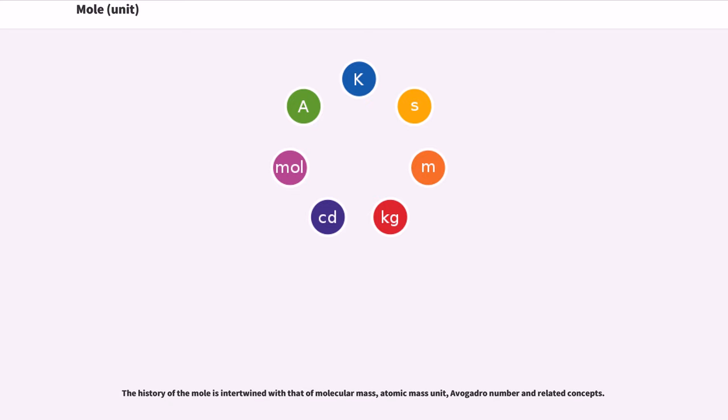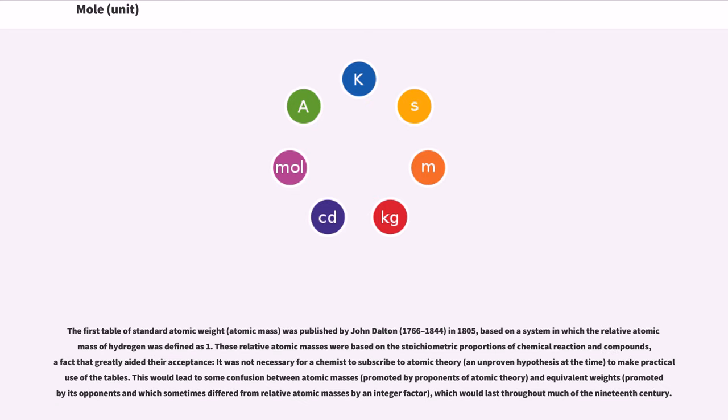The history of the mole is intertwined with that of molecular mass, atomic mass unit, Avogadro number and related concepts. The first table of standard atomic weight, atomic mass, was published by John Dalton, 1766-1844, in 1805, based on a system in which the relative atomic mass of hydrogen was defined as 1. These relative atomic masses were based on the stoichiometric proportions of chemical reaction and compounds, a fact that greatly aided their acceptance. It was not necessary for a chemist to subscribe to atomic theory, an unproven hypothesis at the time, to make practical use of the tables. This would lead to some confusion between atomic masses, promoted by proponents of atomic theory, and equivalent weights, promoted by its opponents, and which sometimes differed from relative atomic masses by an integer factor, which would last throughout much of the 19th century.